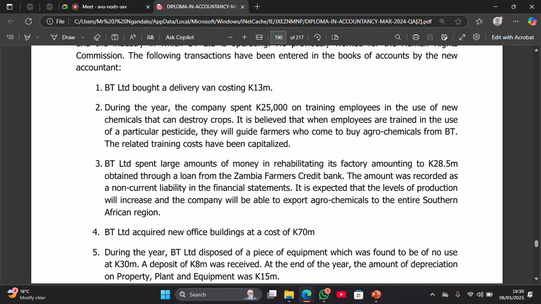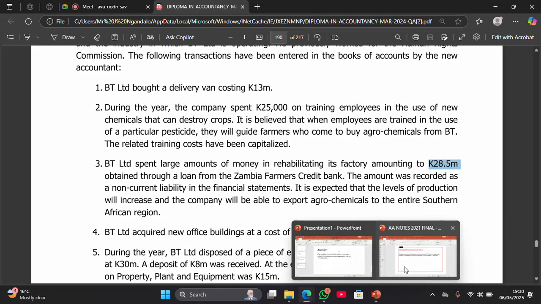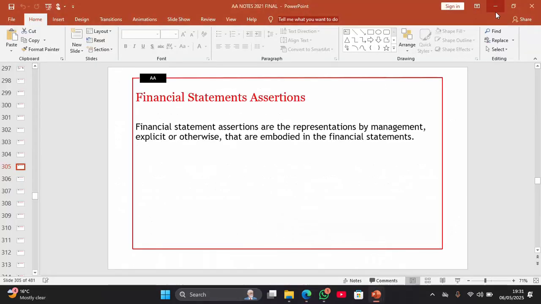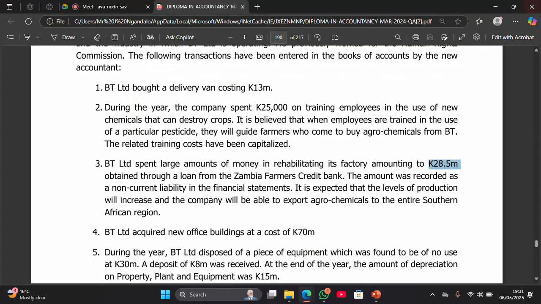So this is likely to be a compound figure. What this means is part of the amounts inside this figure would go to revenue expenditure, and part of the amounts inside this figure would go to capital expenditure. I hope you are getting that. So let me just close this.